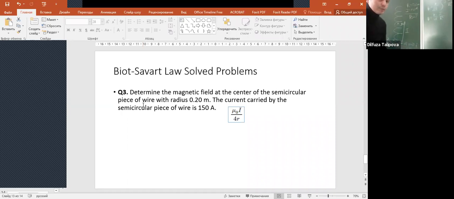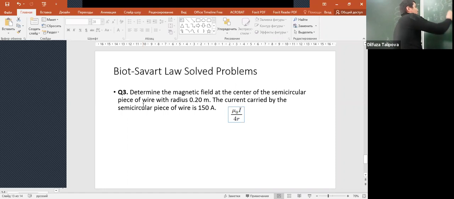What about the length of the semicircular piece of wire? The length of the semicircular wire is equal to only pi r. If this were a circular wire, the length of the circular wire would be equal to 2 pi r. But here, the semicircular wire means that we have only pi r. Okay. So pi r cancelled and 1 r also cancelled. We have B is equal to mu 0 I divided by 4r.